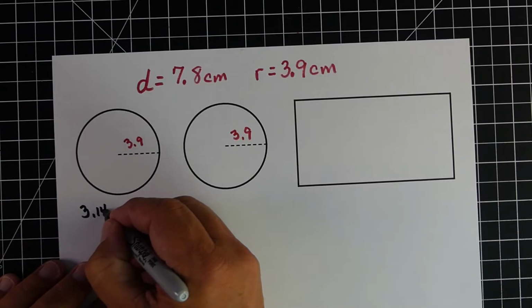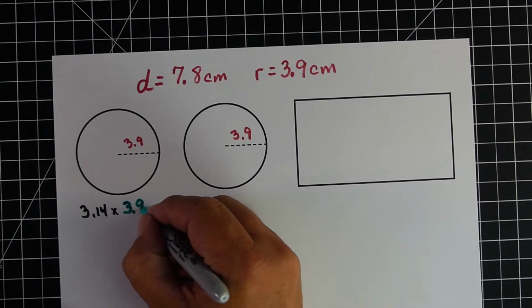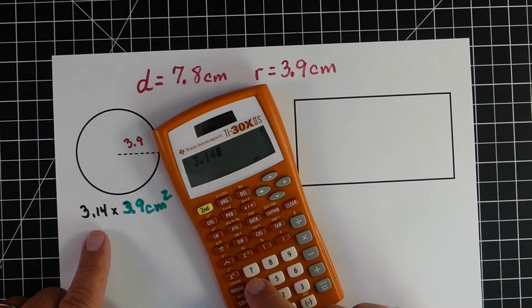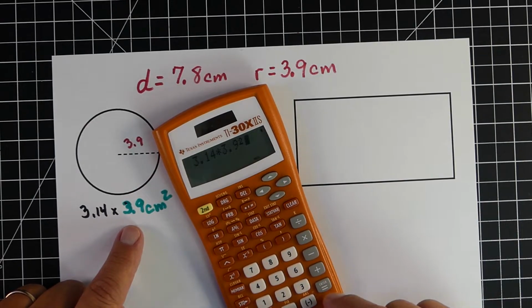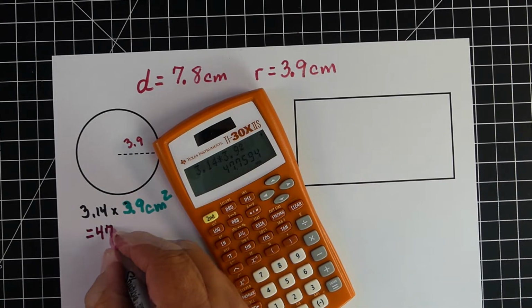The area of the circle, again, is pi, and we're using 3.14, times our radius, which is 3.9, and then we're going to square it. So we'll go ahead and take pi times 3.9 squared, and when we do that, we're going to come up with the area of the circle.